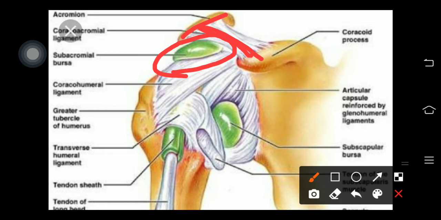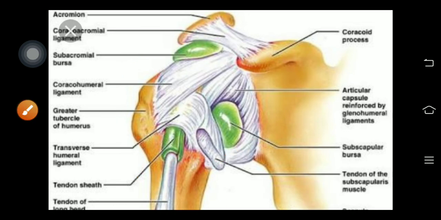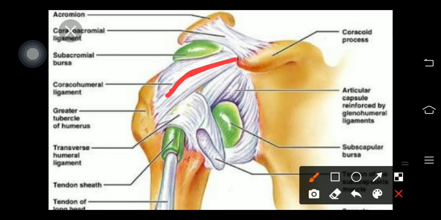This bursa is also called the subdeltoid bursa. Why is it also called the subdeltoid bursa? Because above all these structures the deltoid muscle is located. So primarily you can see this bursa is below the deltoid muscle, so it is also called the subdeltoid bursa. And below this bursa the supraspinatus muscle is also located. Okay, so that is about this bursa.